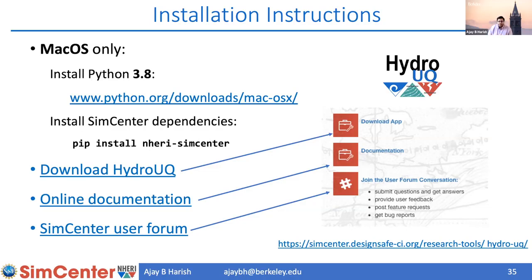So you just have to open up your terminal and type pip install neri-simcenter. That is going to install all the modules that you need in order to run our tools, including the backend application and so on. I'll talk about what this backend application is, what this cryptic thing is. So please download the HydroUQ application so that by the next session you already have it installed, and then we can again start using it and try to run some simulations with it, right? So I'll leave this slide back on.